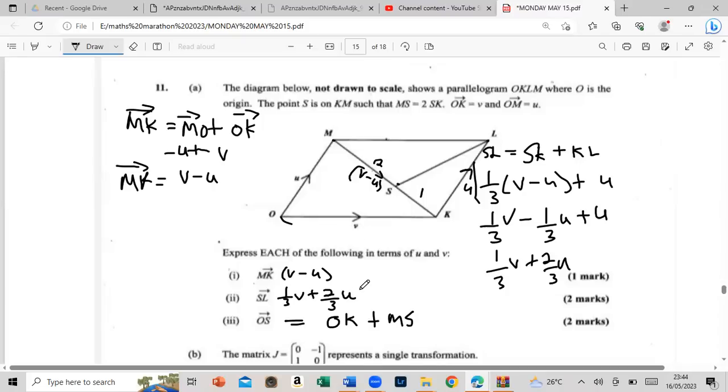So OK would be V, and then MS would be minus. So we're going to put a minus in front of this, whatever this length was. And we had said that SK is equal to 1/3 V minus U. So put a negative in front of it.